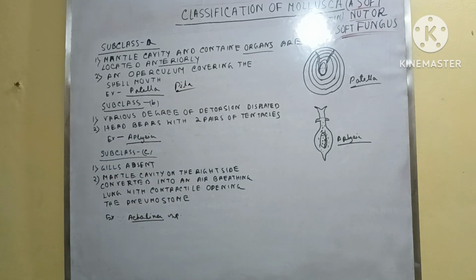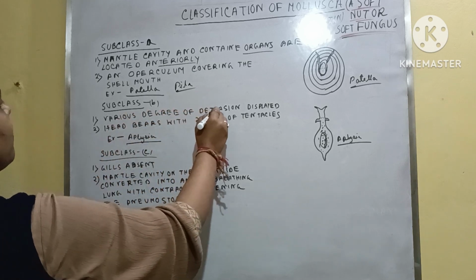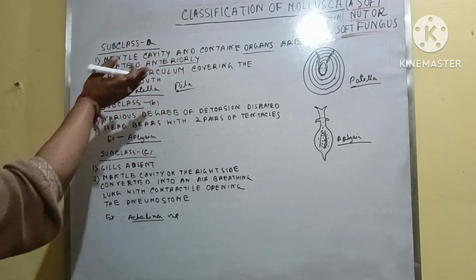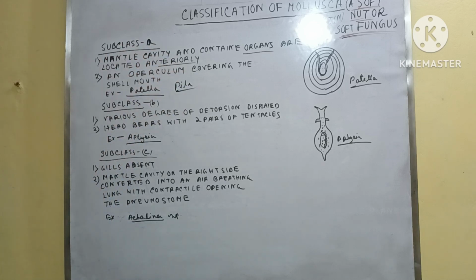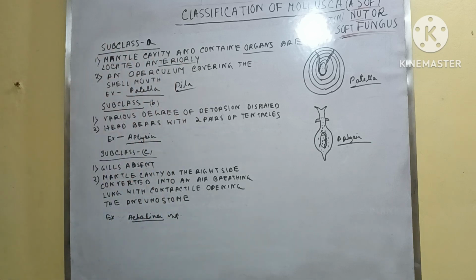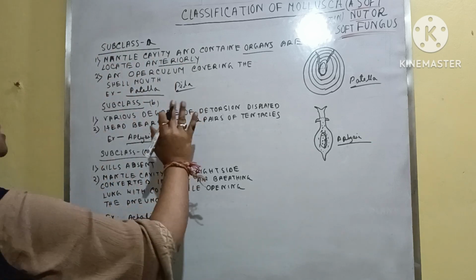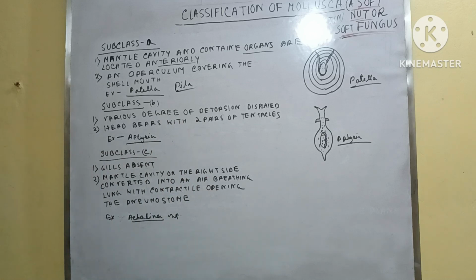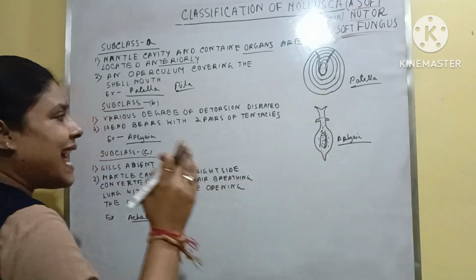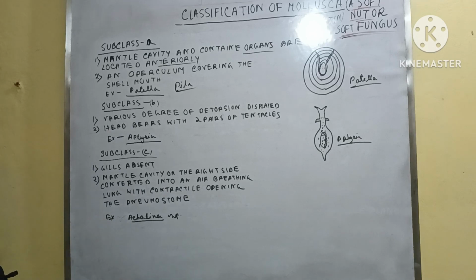And subclass B, that is the opisthobranchia. Here, various degrees of detorsion. Till subclass A, prosobranchia, the torsion is seen. But in case of opisthobranchia, the torsion is totally absent and detorsion is seen in the body. Just like this. And in that situation, what happens to the torsion situation?